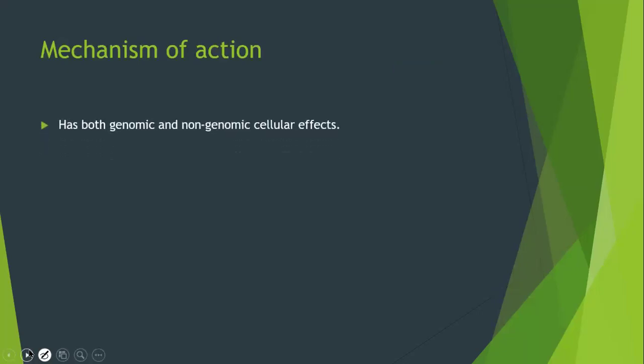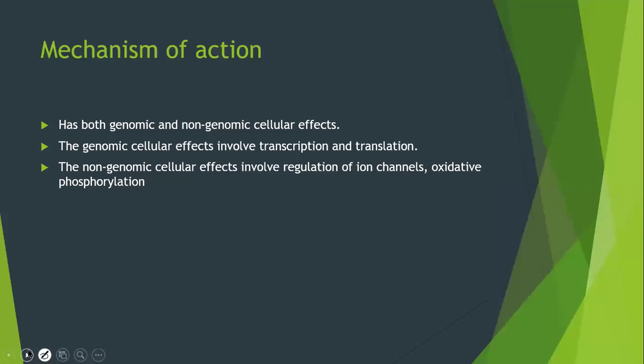So the mechanism of action is genomic and non-genomic. What do I mean? It can either be at the nucleus level, or it can even be at the cell membrane level, just affecting some enzymes and some ion channels. So for the genomic cellular effects, you need to have transcription and translation. That's why you talk about a genome, a gene transcription. Now for the non-genomic, usually it's about regulating the ion channels and things like oxidative phosphorylation. So you see that the non-genomic action is usually much faster than the genomic, because for the genomic, we need to produce new proteins, which will take quite some time.